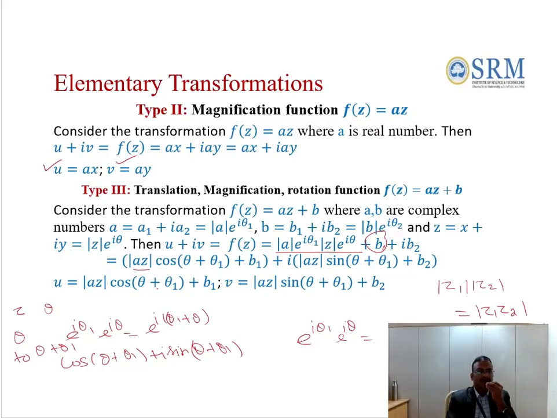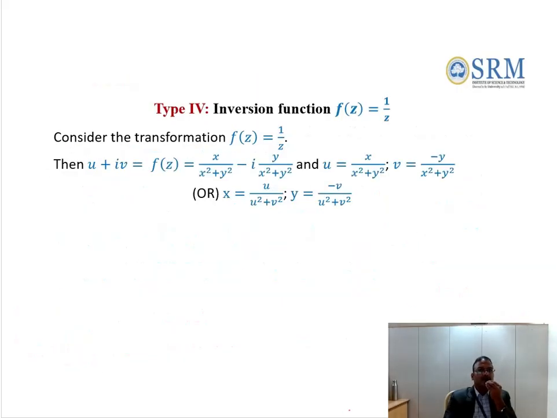Magnification is done by modulus of a, and then the translation is taken care of by b1 and b2, right? Therefore this function f of z equal to az plus b represents the translation, magnification, as well as the rotation. Then the fourth type is f of z equal to 1 by z. Let us consider the transformation f of z equal to 1 by z.